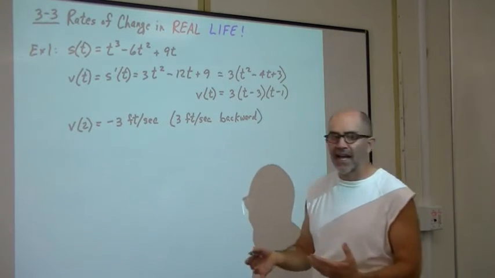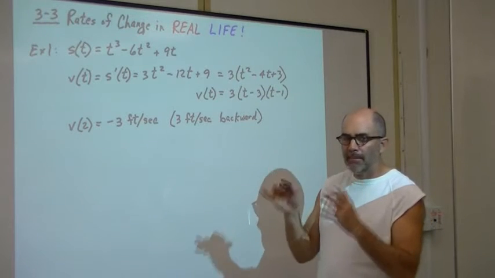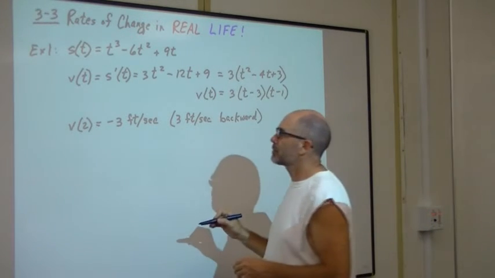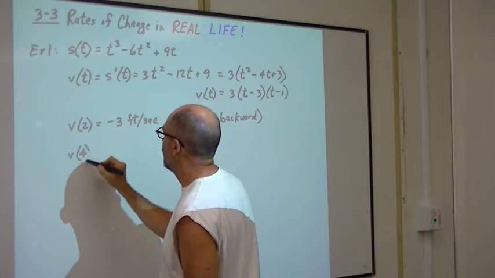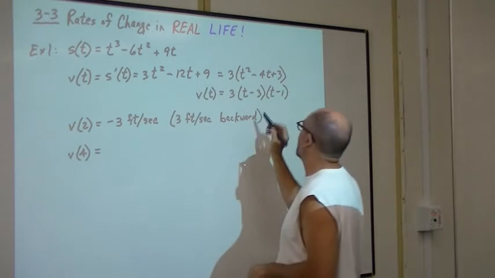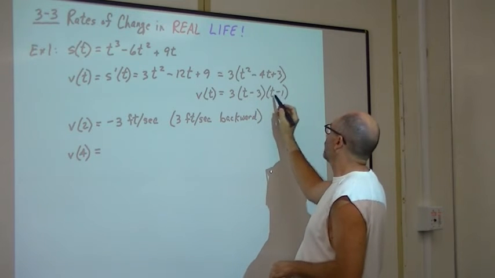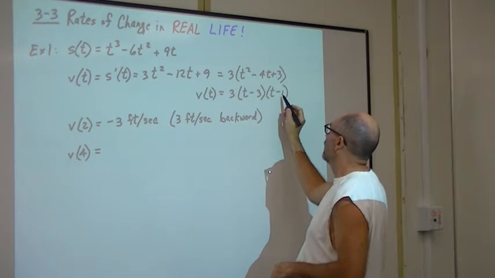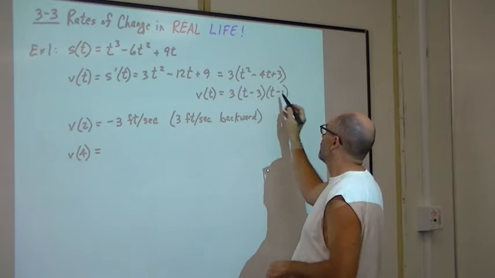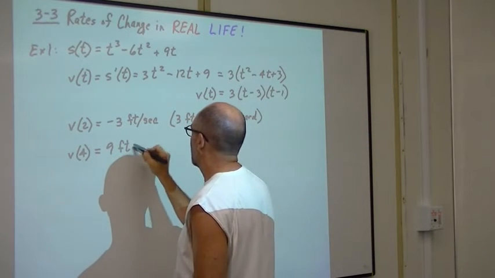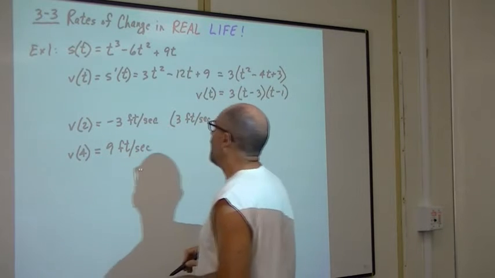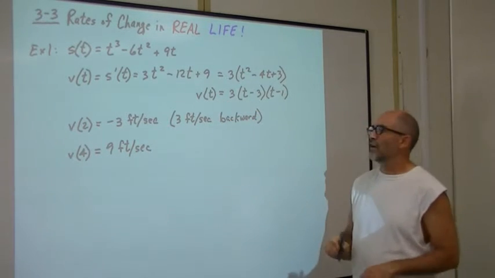Remember, velocity has both a magnitude and a direction. Now what's the velocity at exactly 4 seconds? Well, at 4 seconds, it's going to be 4 minus 3 is 1, 4 minus 1 is 3, so we've got 3 times 1 times 3 is 9 feet per second. And that's 9 feet per second forward.